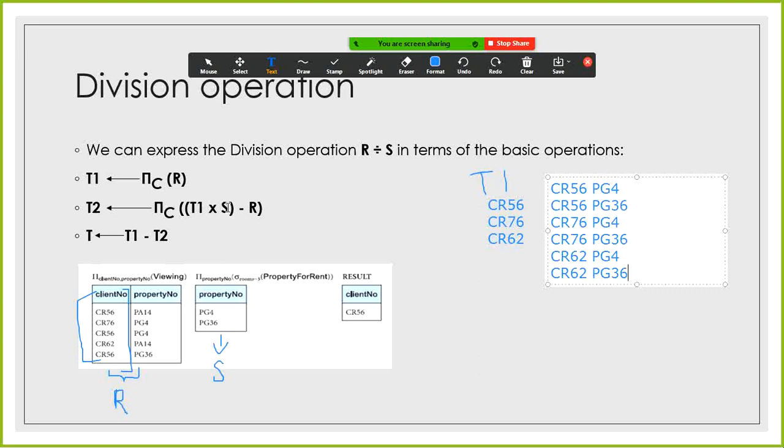Now what we have to do, we have to subtract R from this expression, right? Here it is this set difference operation. This is T1 cross S and this is R table. Now we will find the values which are present in this table and not in R. So I will cross the values which are present in both and write it here as T1 cross S. Okay, so we have CR56 PG4 here.